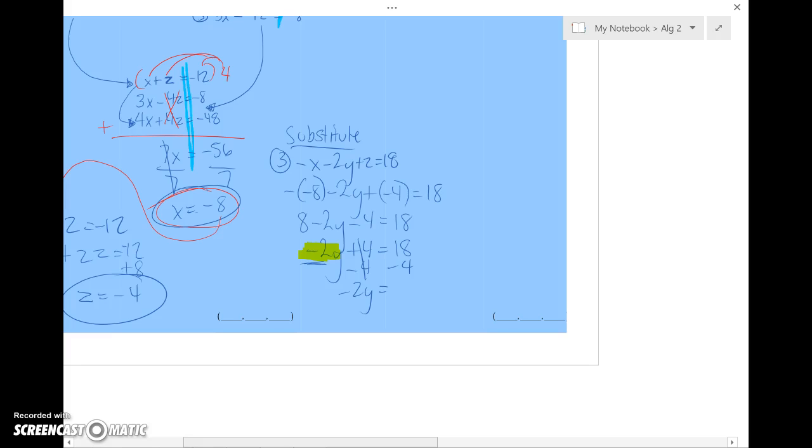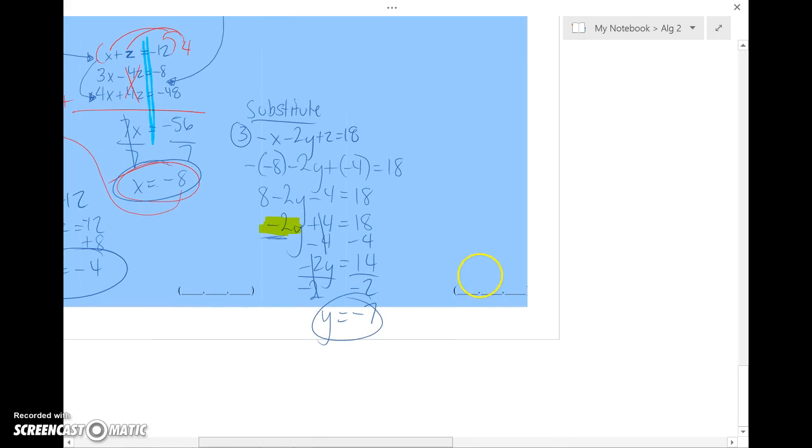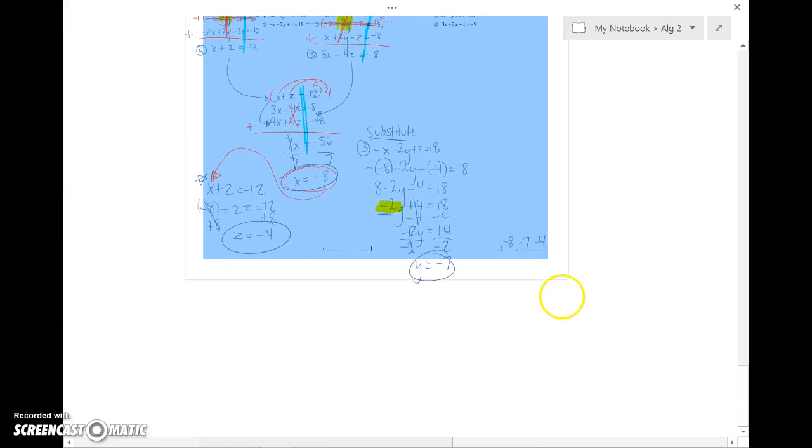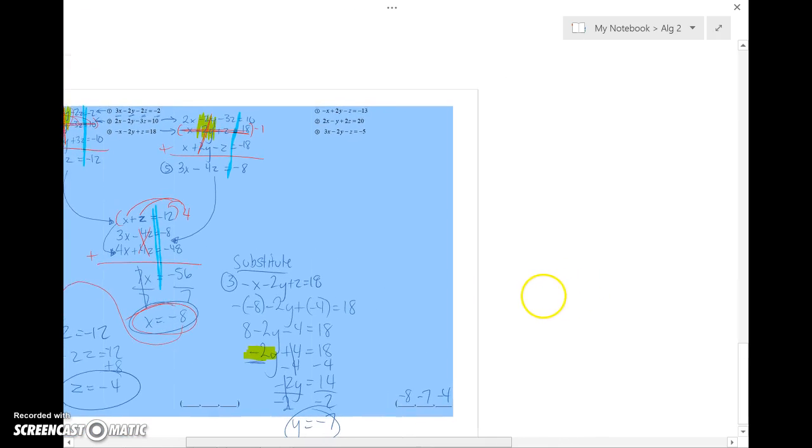That's all good though. Okay, so now we're going to subtract 18 minus 4, which is 14, and divide both sides by negative 2 to get rid of that. And then y is equal to 14 divided by negative 2, which is negative 7. So now our variables are negative 8, x, negative 7, y, and negative 4, z. Okay? And the very last step that we got to do is we got to double check our work. Okay? Always double check your work.